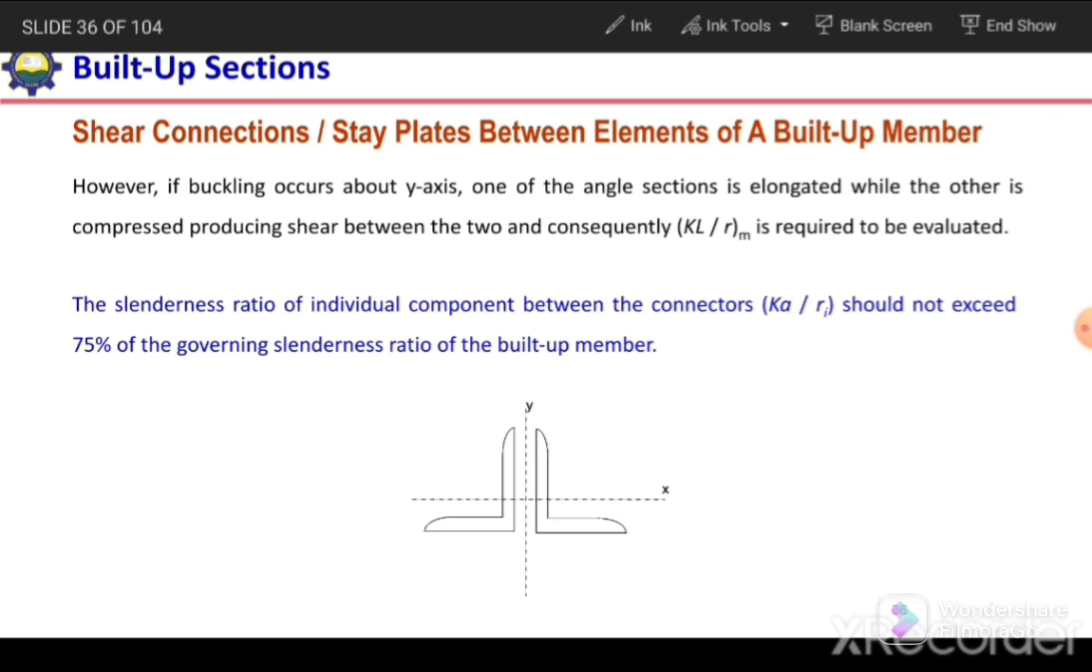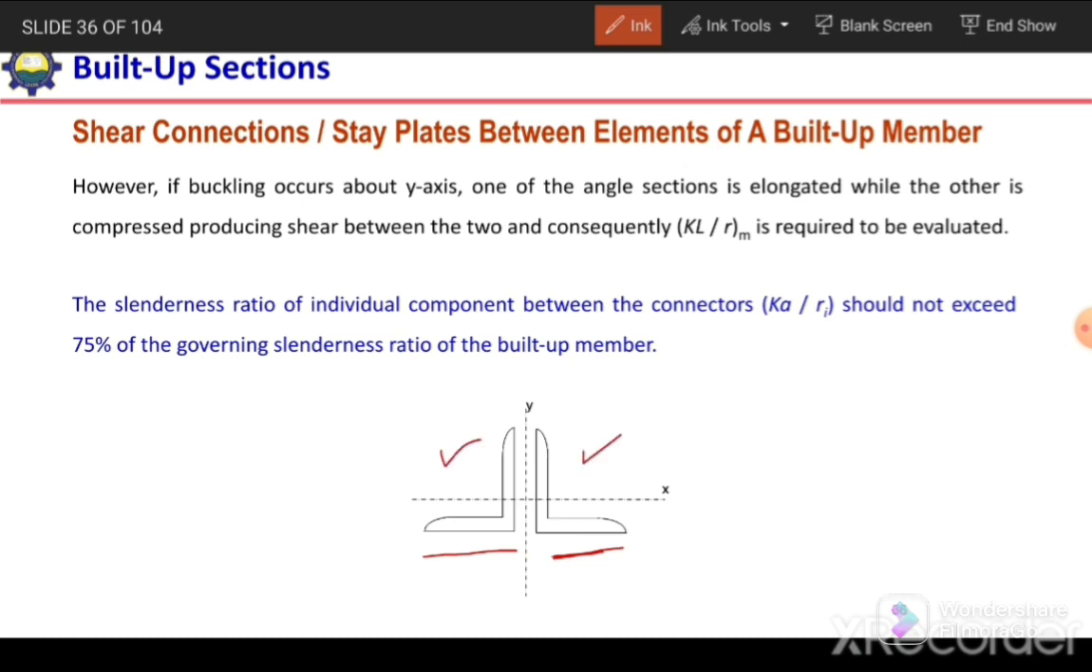But if it bends about this y-axis, one member will be in compression and the other member will be in tension. In that case there will be relative deformation between these two components. So for that we need to consider the modified slenderness ratio, when there is relative deformation between these two elements of the built-up section, so one will be in compression and the other one will be in tension.